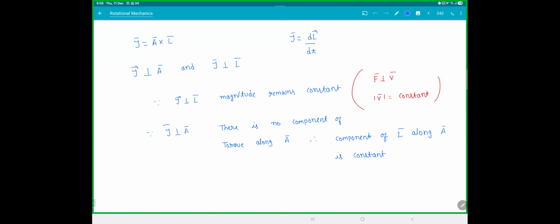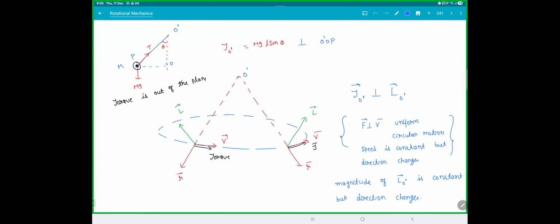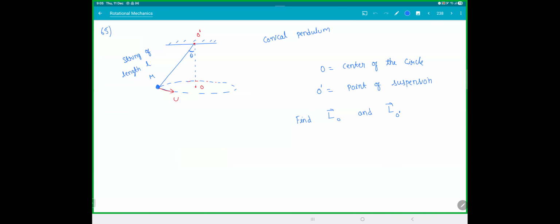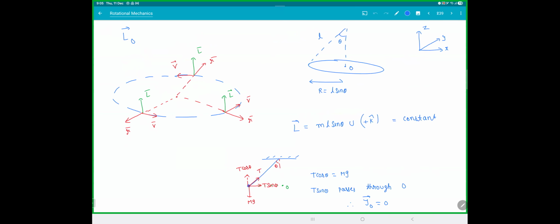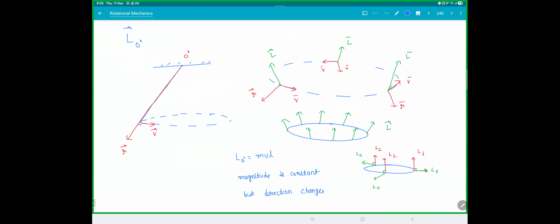All clear with this question? Getting it? This might look like a very simple question. If I just asked you angular momentum of O and O dash, it would have been done. But you can see the kind of discussion we did. O is simple. O dash is a plane. The direction is changing. The vector is rotating. The L bar is not constant. It is continuously rotating.